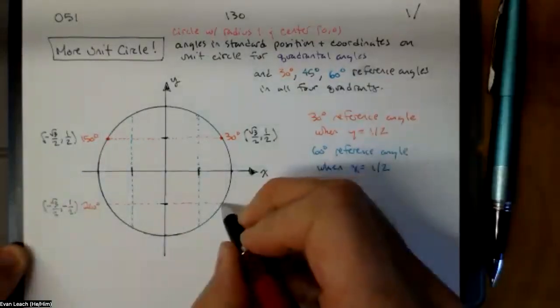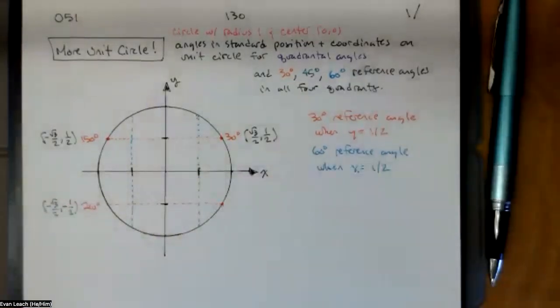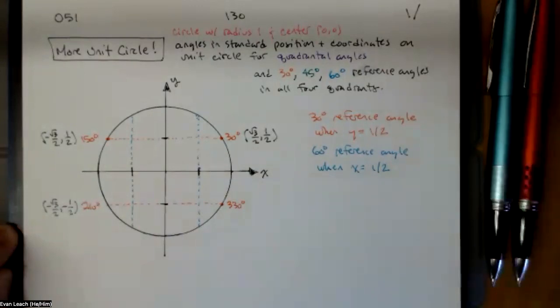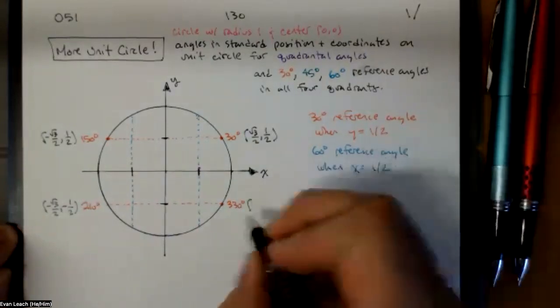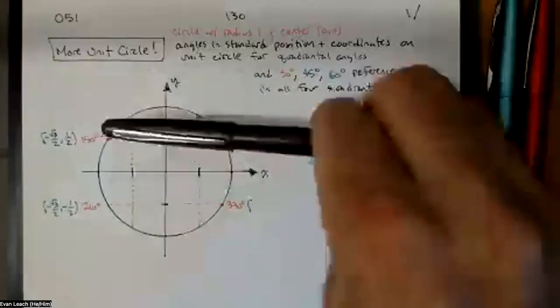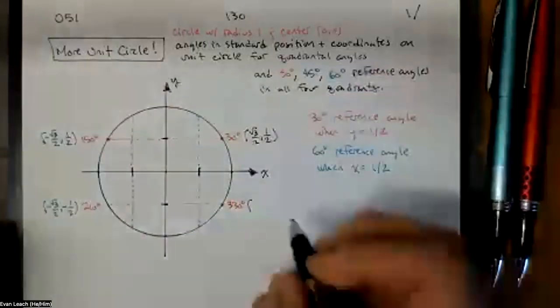What's 30 degrees in the fourth quadrant? That took too long. It's 330. Notice that in the fourth quadrant, x is positive and y is negative.